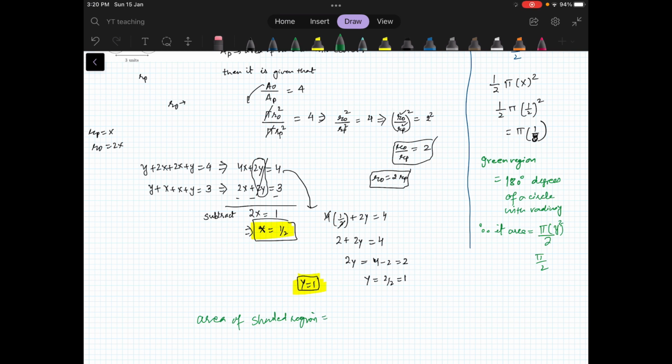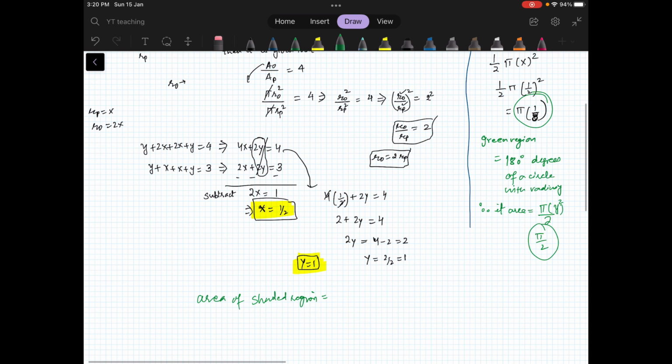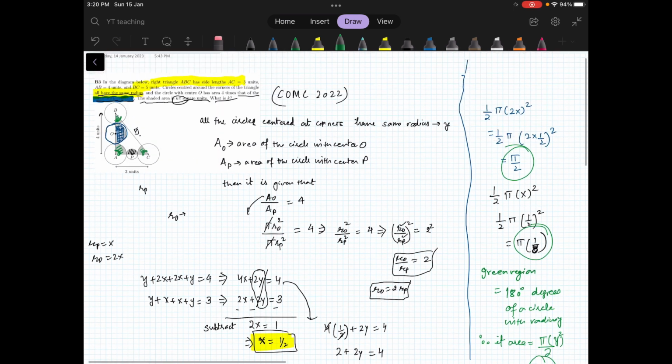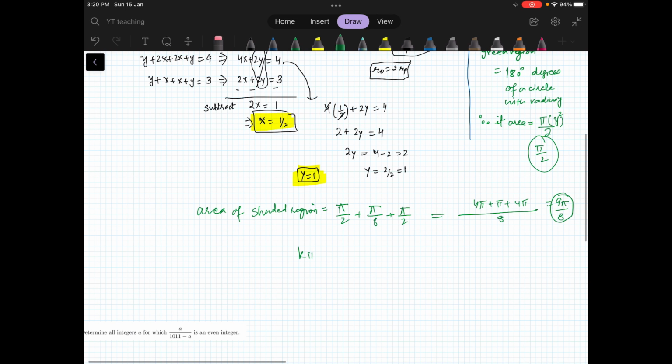So that means the area of the shaded region is equal to pi by 2 plus pi by 8 plus pi by 2. So that is equal to, 8 is your common denominator, so you have 4 pi plus pi plus 4 pi. So that is 9 pi by 8. Now they say that the area of the common region is k pi. So you have k pi is equal to 9 by 8 pi, and that gives you k's value as 9 by 8. So that's your answer.